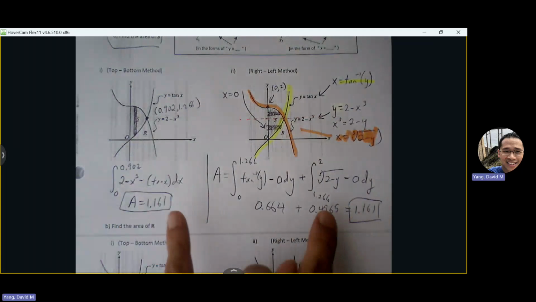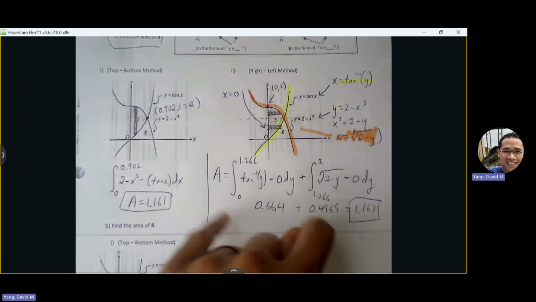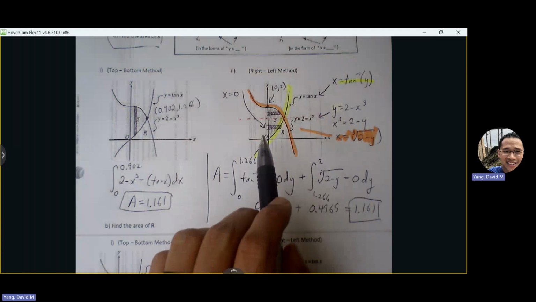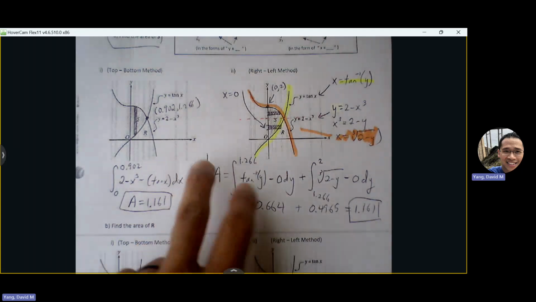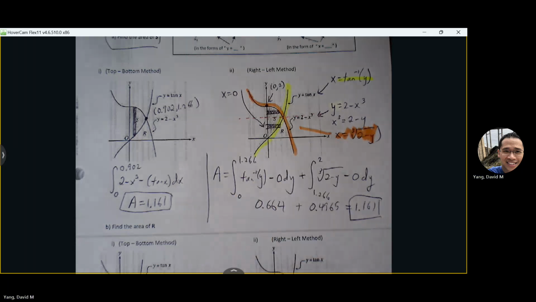Now, on the AP exam, everyone will probably choose the other method, right? This is way too long to do, but it's really good for us to see how the relationship works in terms of what the bounds need to look like, and how our equation has to look if we want to do a right minus left orientation.